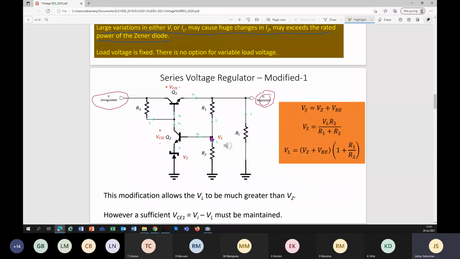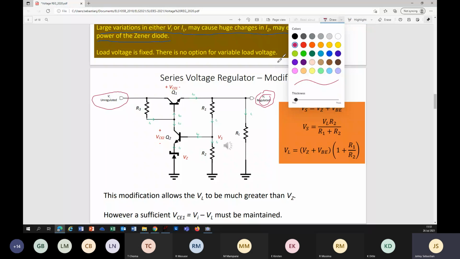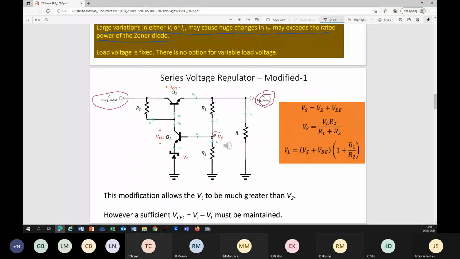Look at this value. Look at this V sample. And look at R1 and R2. R1 and R2 make a voltage divider. Or in other words, this V sample is directly proportional to VL. Do you agree?